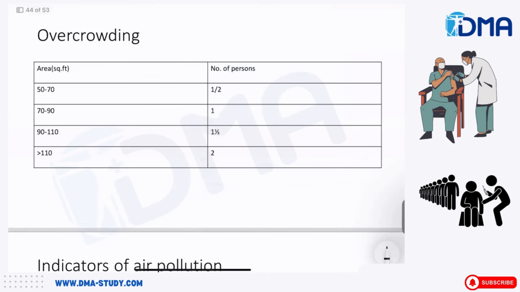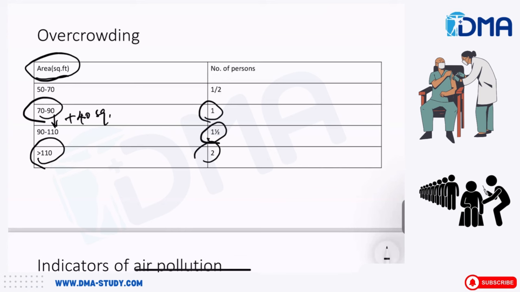And based on square feet or area, for one person, it is 70 to 90 square feet. And you have to add 40 for every other person, 40 square feet. For example, 110 for 1.5. More than 110 for 2. 50 to 70 for half.